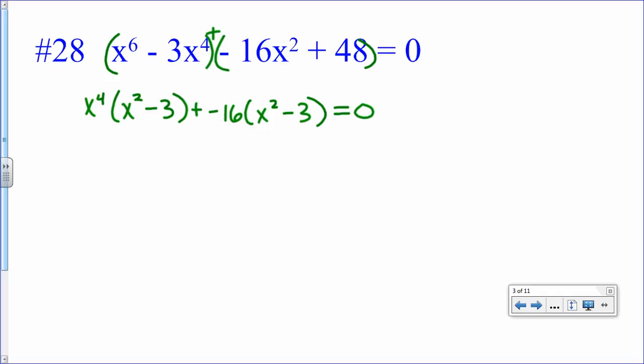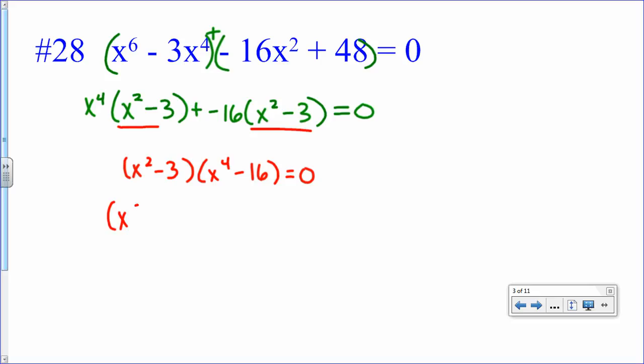Okay, so x squared minus 3 is what they have in common, and then x to the fourth minus 16. So I have a quadratic x squared minus 3, so I'm not going to do any more with x squared minus 3. But I don't have a quadratic yet here. So I want to factor x to the fourth minus 16. I could do difference of squares again.